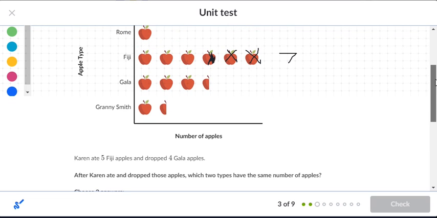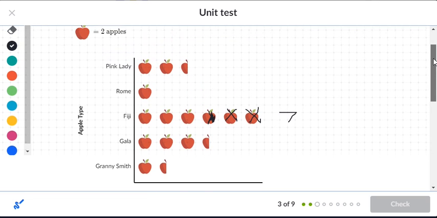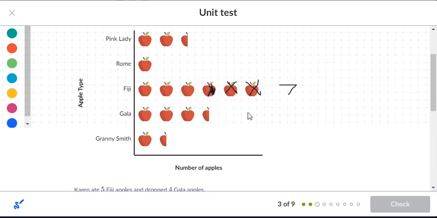Now, because she said Karen ate 5 of the Fujis and dropped 4 Gala apples. So she dropped 4 Gala apples. So remember, each apple is worth 2, so she's going to get rid of 4. So that means we want to eliminate these 2 right there, just like those were eliminated there.